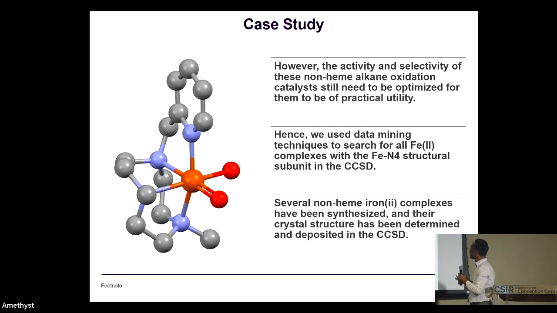Of course, several non-heme iron(II) complexes of this structure have already been synthesized, and they've been reported in the Cambridge Crystallographic database. So we saw that there was data available that we could exploit to some extent in order to develop this catalyst further. Now, the active species for this catalyst is a high-valent iron-oxo species, the structure I'm showing on this slide, which is without the hydrogens, just for you to see it clearly.